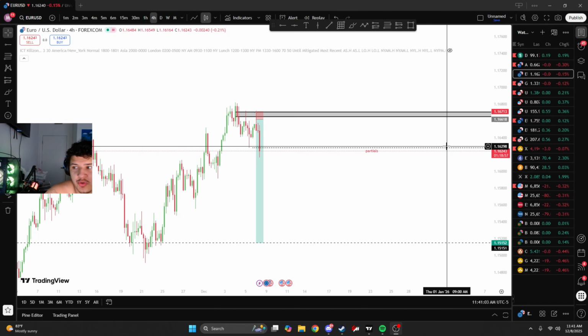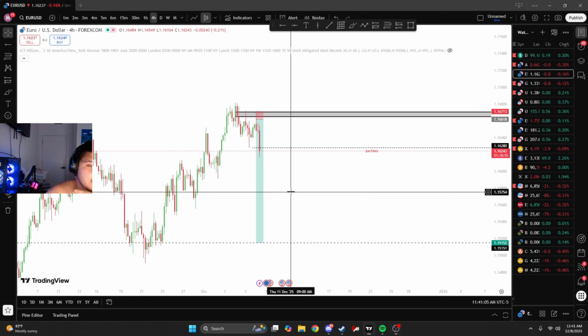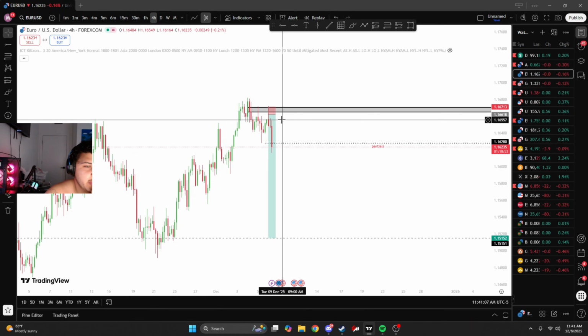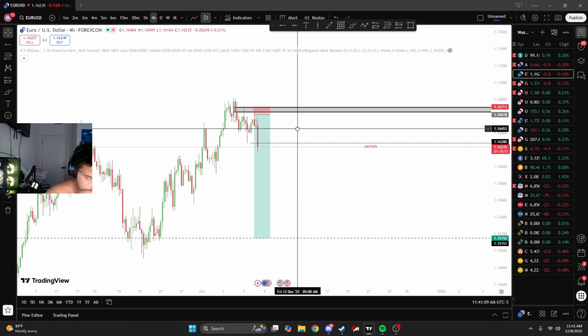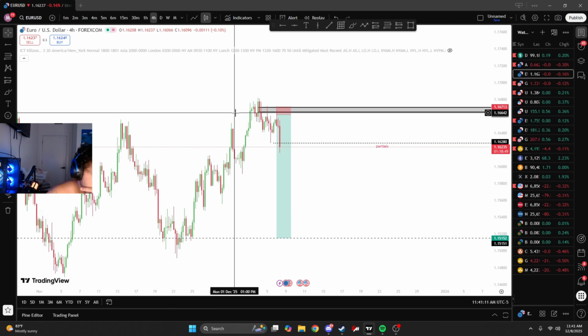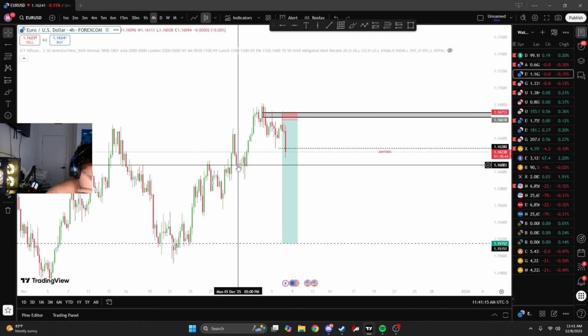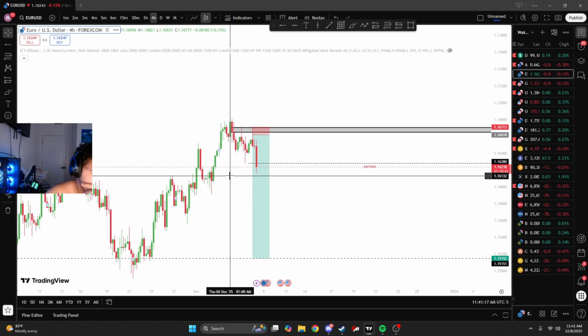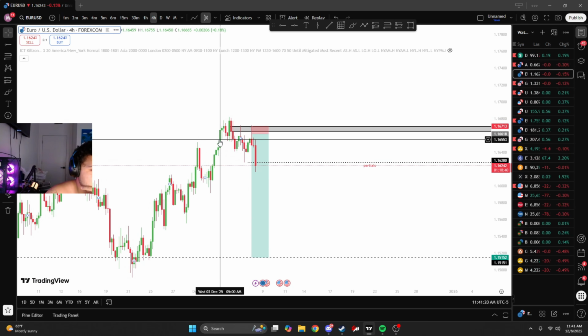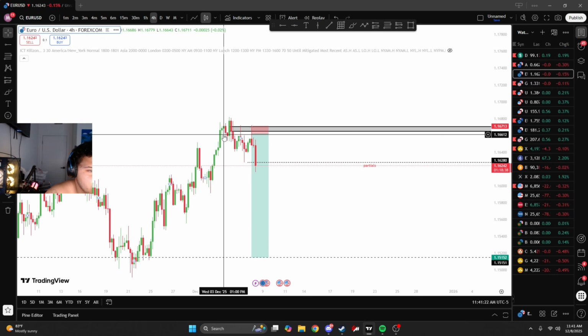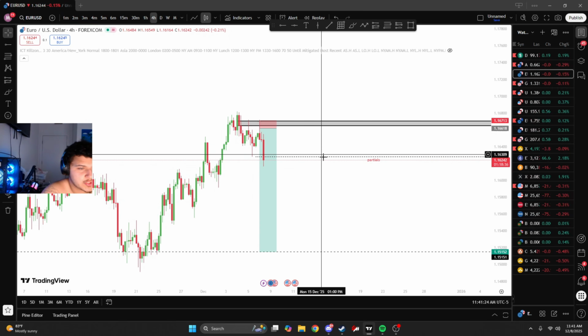Today I'm going to be showing you how I got my entry and why I'm going to be holding this trade for so long. So on Euro USD, we can see on the higher time frame previously we're bullish, and now we're kind of coming to that point where we're looking bearish. We got a little break of structure here, and we're making lower highs and lower lows, as you can see.